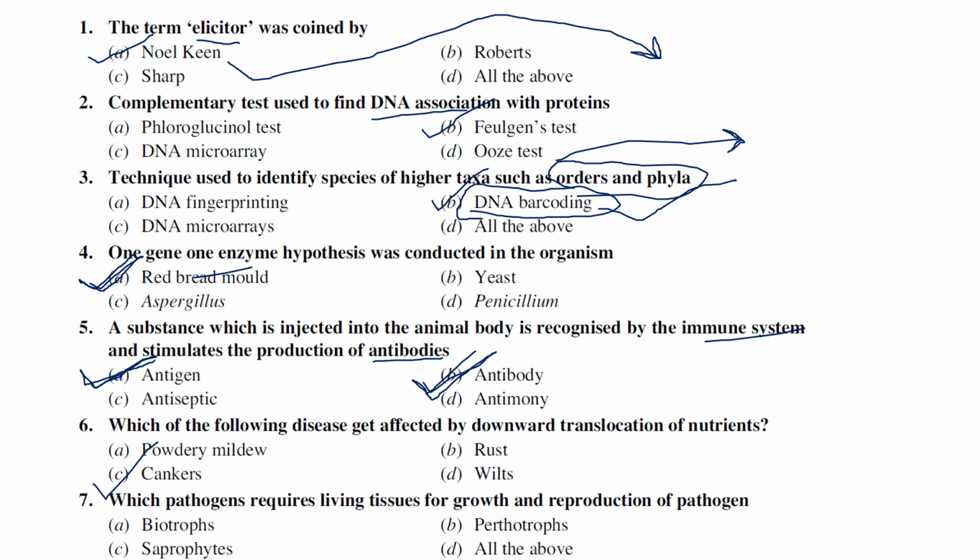The next one: which pathogen requires living tissues for growth and reproduction? Biotrophs, necrotrophs, saprophytes, or all the above. Generally, biotrophs are otherwise called obligate parasites. They strictly require a living host for growth and survival. Biotrophic pathogens include powdery mildews, downy mildews, rusts, viruses, and viroids. These are strictly obligate plant parasites, which means they strictly require living host cells for reproduction and survival as well.